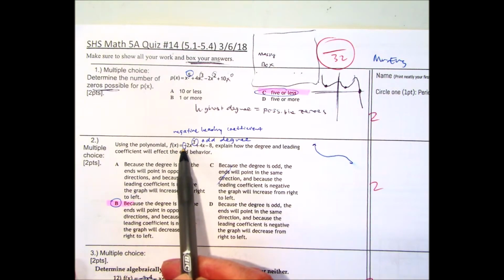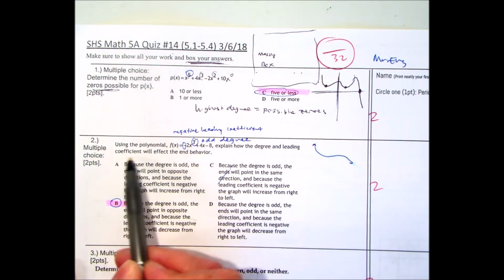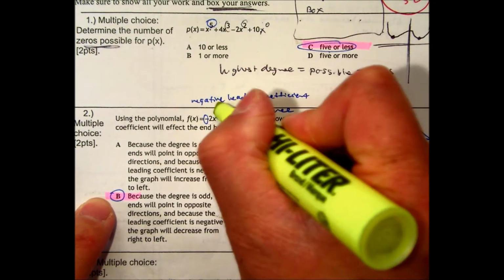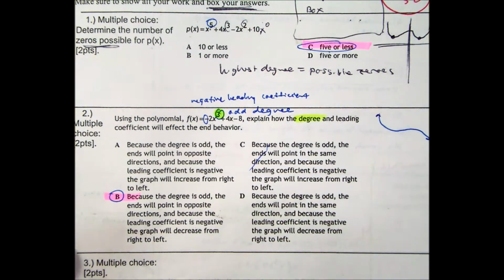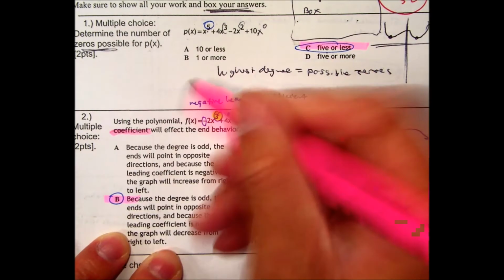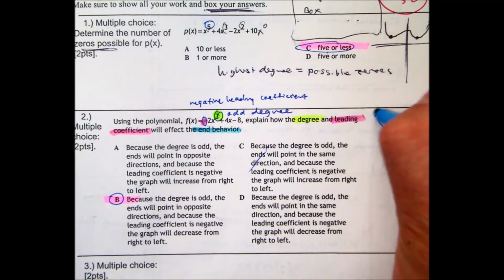Question number 2. Use the polynomial f of x equals negative 2x cubed plus 4x minus 8 and explain how the degree and leading coefficient will affect the end behavior. So the word degree is referring to the exponent. And the leading coefficient is talking about that negative, if there's a negative sign in front. And the word end behavior is just talking about those arrows.